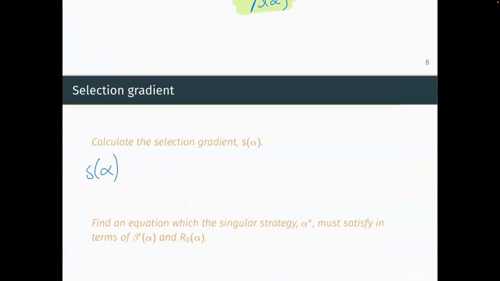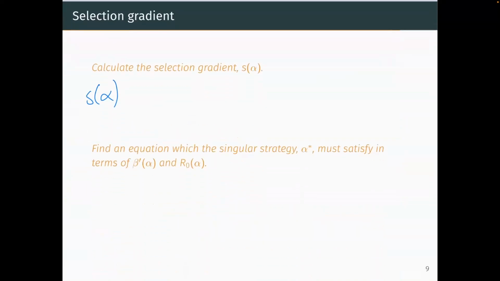I'll tell you what, I'll work through this one with you, and then I'll leave you the self-study problem. Okay, so let's calculate the selection gradient.